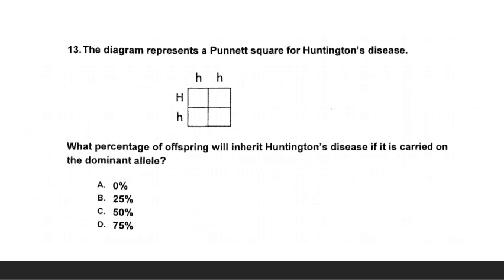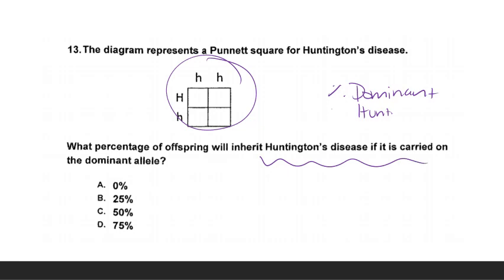Number 13, the diagram represents a Punnett square for Huntington's disease. What percentage of offspring will inherit Huntington's if it is carried on the dominant allele? So looking at this, you're going to have to fill out your Punnett square, and then you're going to say what percentage has the dominant trait for Huntington's disease, because it says that Huntington's is carried on a dominant allele. So we'll be looking for the percentage of dominant there.